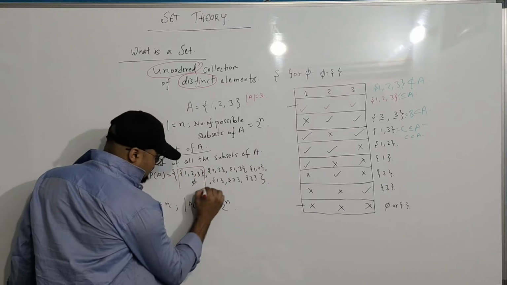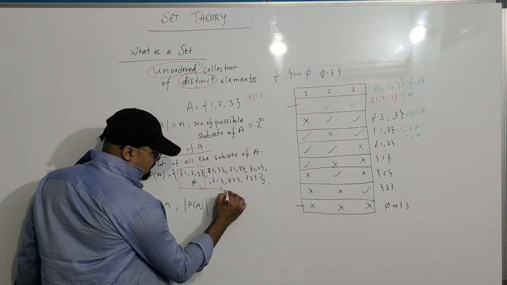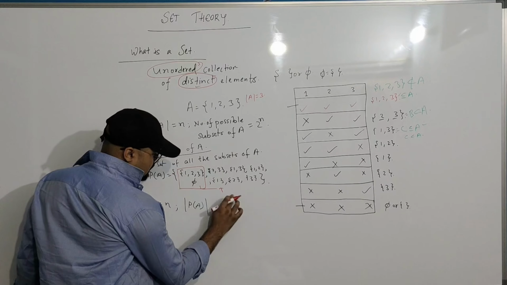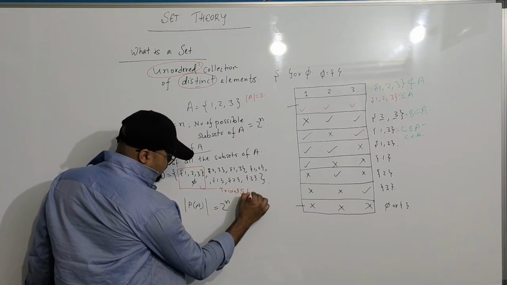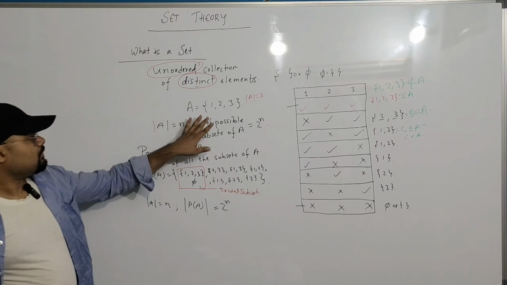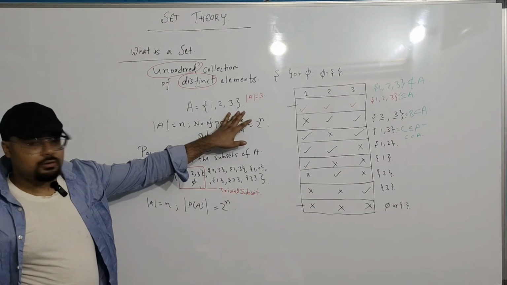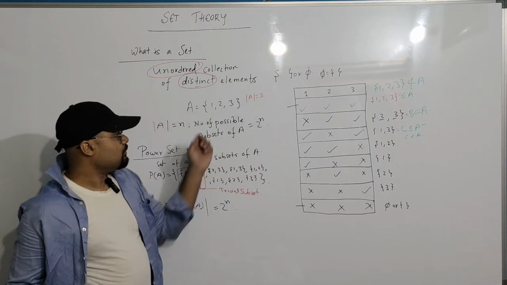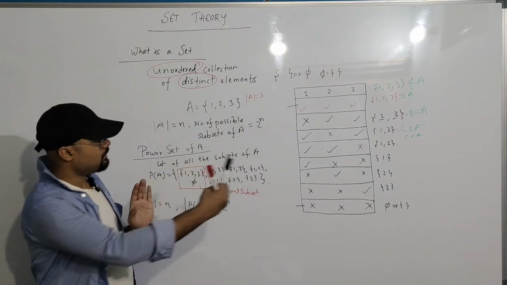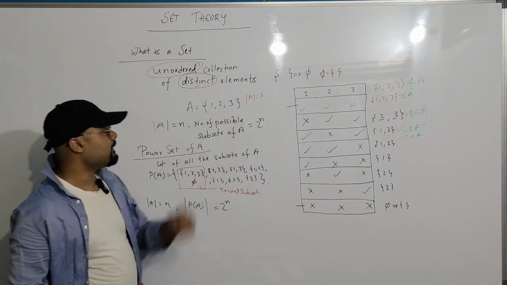This is the trivial subset. Now you can say that this is one of the representations of a set. One way to represent a set is to use curly braces that encompass all the elements, which are separated by commas.